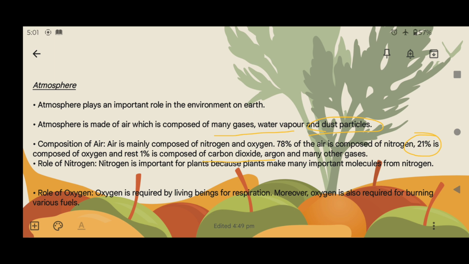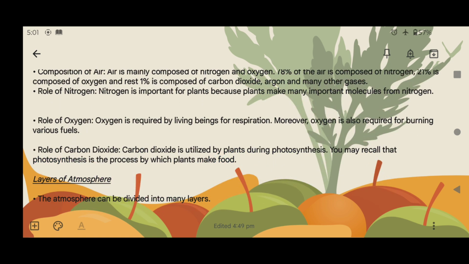Role of nitrogen. Nitrogen is important for plants because plants make many important molecules from nitrogen. Role of oxygen. Oxygen is required by living beings for respiration. Moreover, oxygen is also required for burning various fuels. Role of carbon dioxide. Carbon dioxide is utilized by plants during photosynthesis. You may recall that photosynthesis is a process by which plants make food.